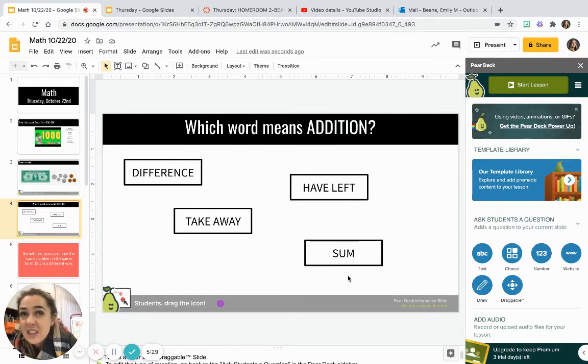And if you don't know which one is which, it can make a huge difference in what your answer is. So that's why it is so important that you know: difference, takeaway, have left, and sum. You're going to drag your dot or your icon to the word that means that.